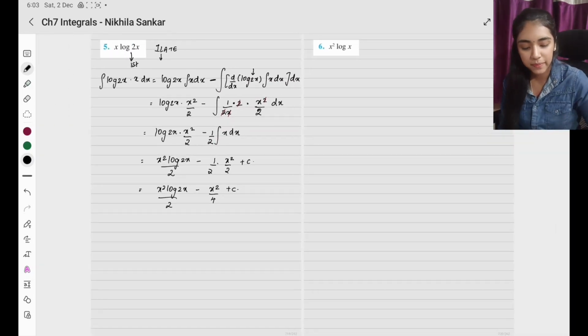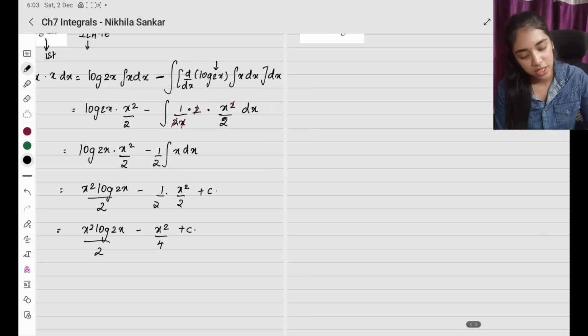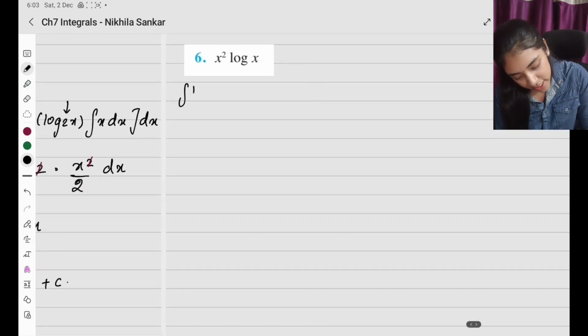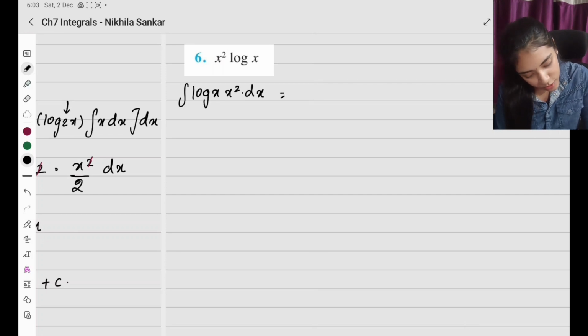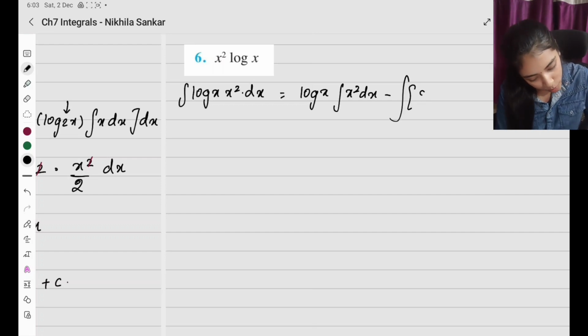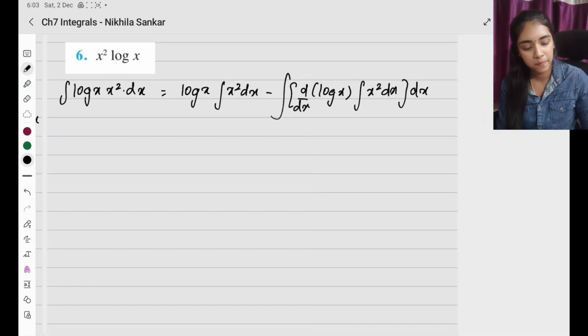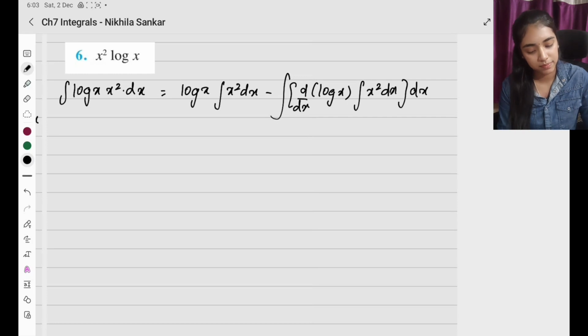Okay, please copy. Question number 6. Again, log x is my first function. So this is going to be integral of log x, x square dx. So first function, அப்படியே integral of second minus பெரிய integral, open bracket, d by dx of first function times integral of second function, close bracket, times dx. Okay? Formula la apply பண்றேன், அவ்வளவுதான்.